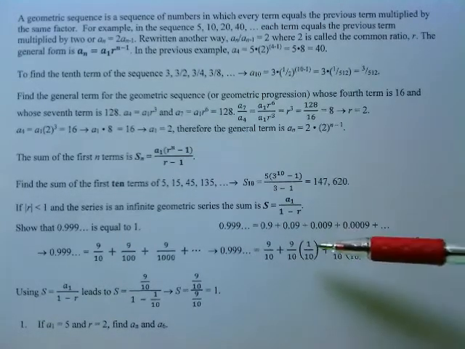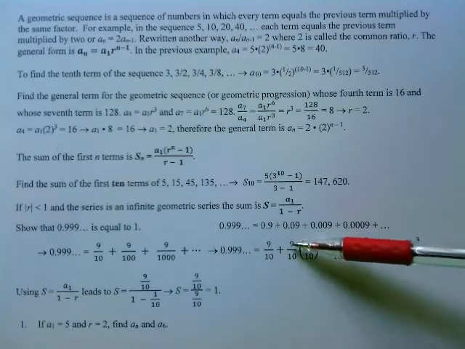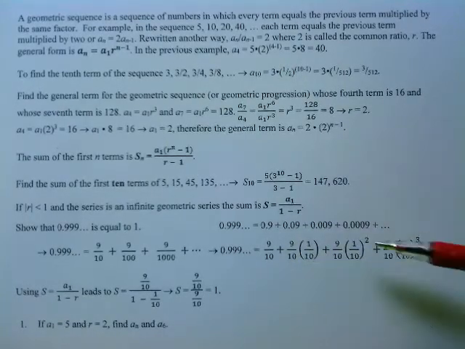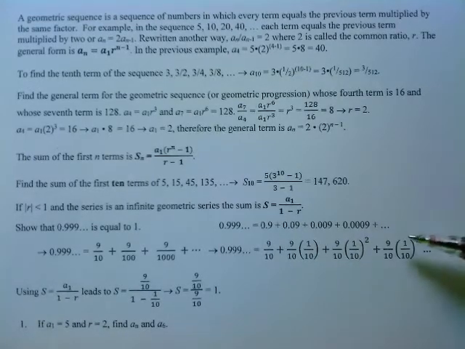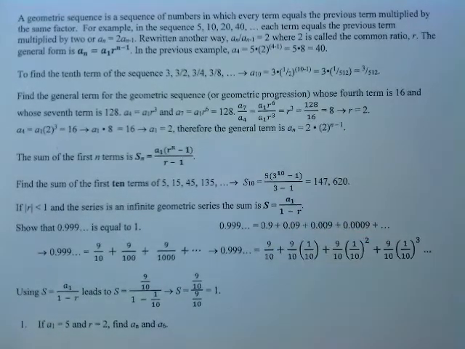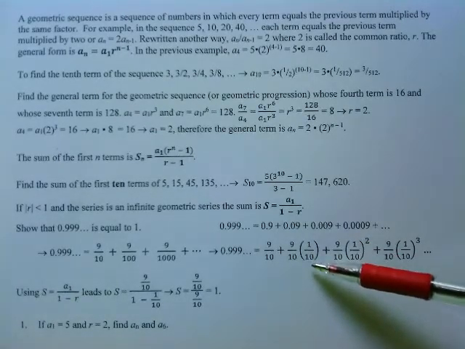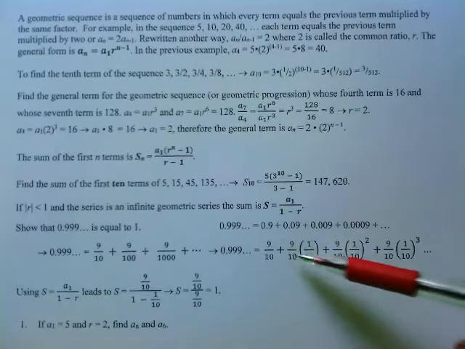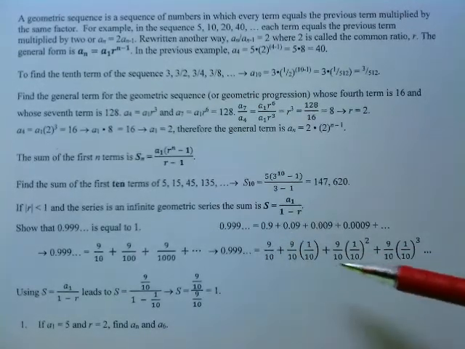These I can then substitute or separate so that the first one's 9/10. Well, the next one is just 9/10 times 1/10, and then the next one is 9/10 times 1/10 squared, and so forth. Well, that then says a1 is 9/10, our r is 1/10, and because again, if I took this one and divided by that one, the 9/10 would cancel out, and I'd have 1/10.